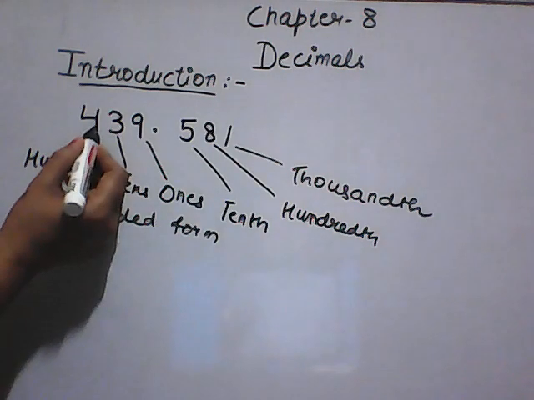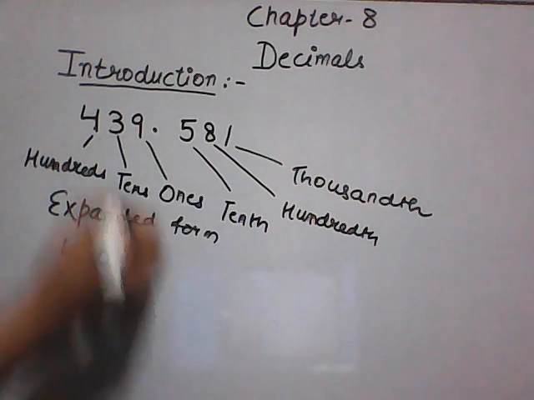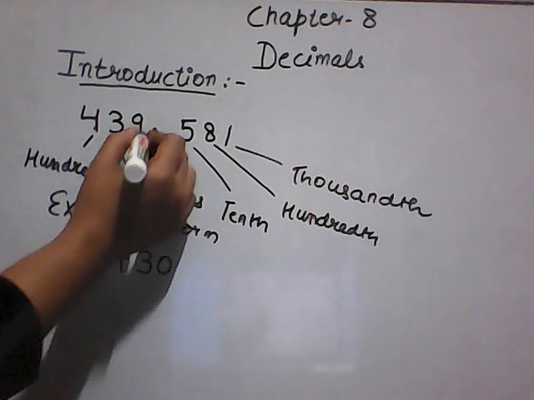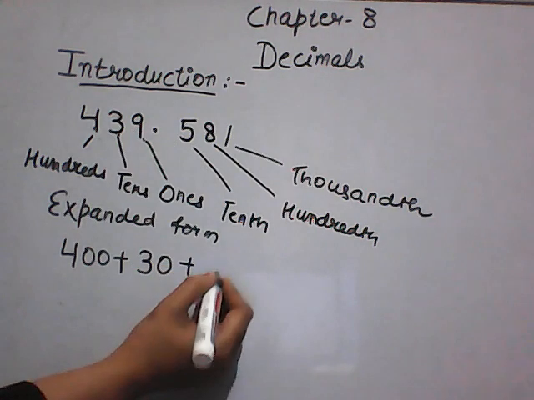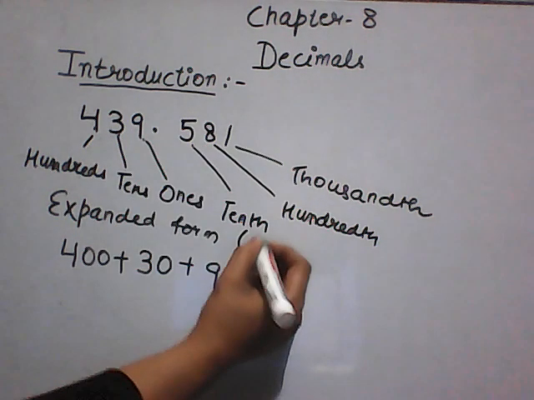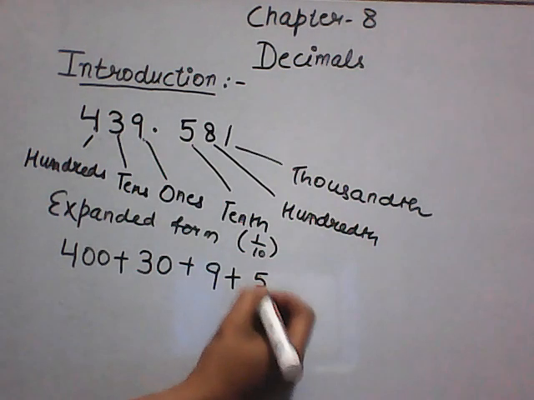It is 400. So, we can write here 400. It is 3 tens. So, we can write it as 3 tens. It is 9 ones. So, we can write it as 9 ones. It is 5 tenth. Tenth is 1 by 10. So, we can write it as 5 by 10.